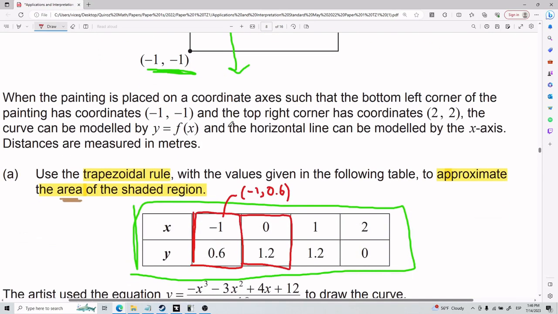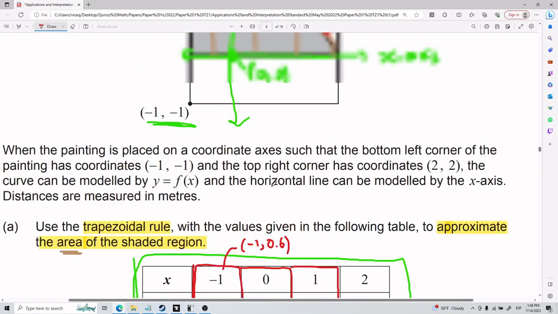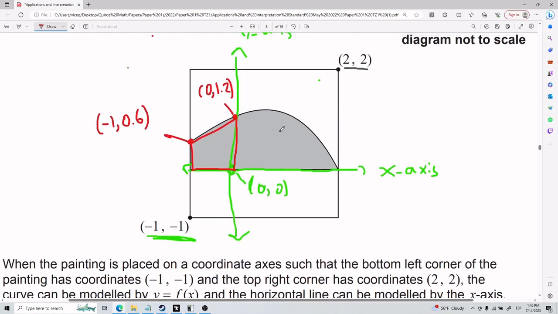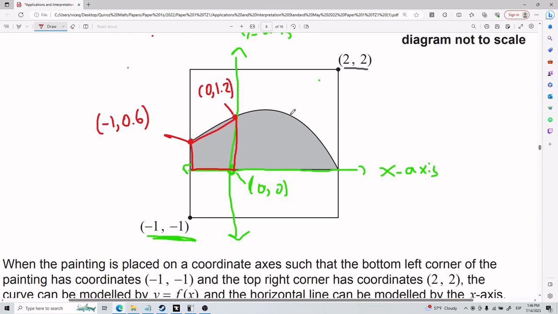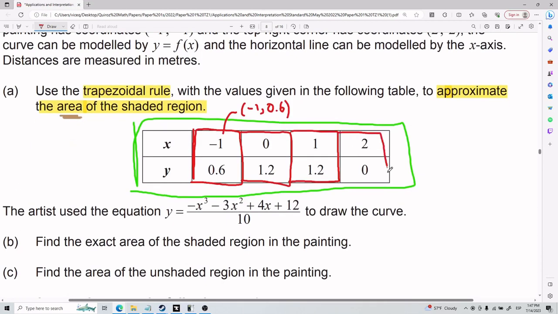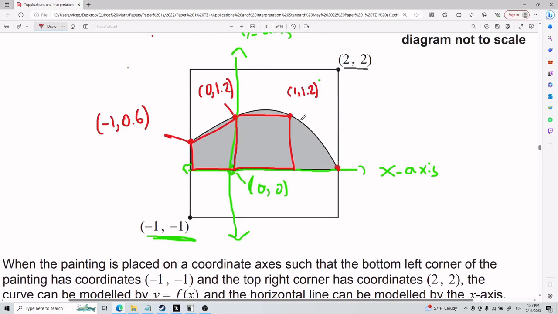Where's our second one? 1, comma 1.2. Again, I'm just highballing it, so I'm going to put it here. I would say that this is 1, comma 1.2. It's the same height, and it goes something like this. And then the last one is 2, comma 0. So here we have 2, comma 0.